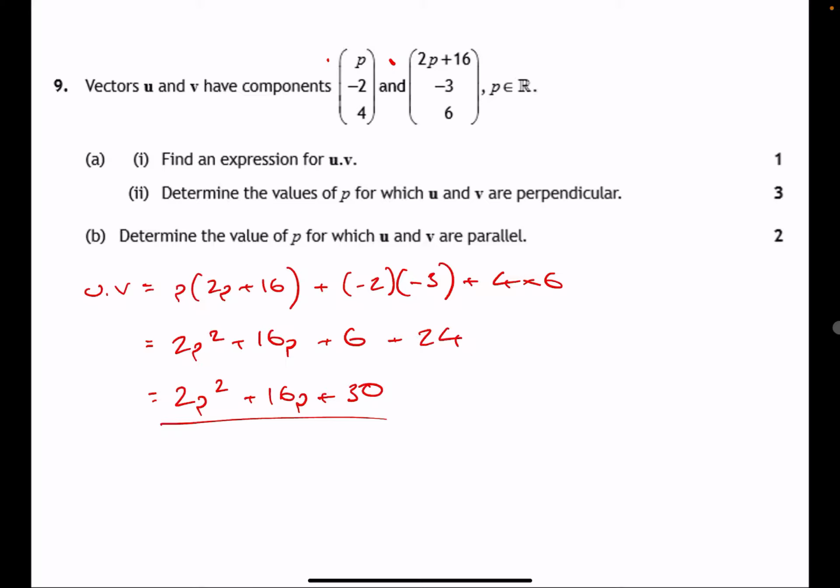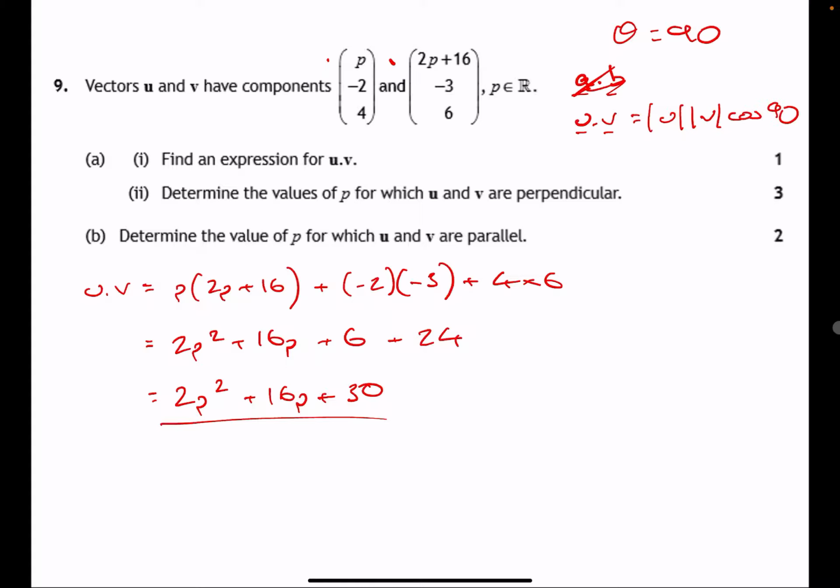But what we're trying to do is determine the values of p for which u and v are perpendicular. Okay, so this is the jump that you need to be able to make. So this is using the stuff that you've known from before. If they're going to be perpendicular, then the angle between them is going to be 90 degrees. If the angle between them is 90 degrees, then we're going to have the dot product of a and b, or u and v I should probably write. U dot v will equal the magnitude of u times the magnitude of v times the cosine of the angle between them, which is 90.